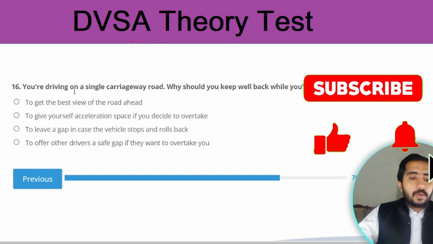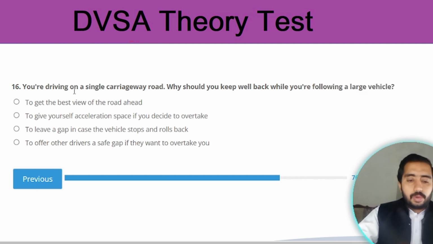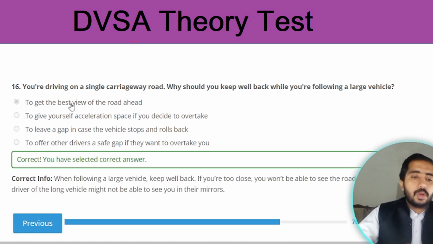You are driving on a single carriageway road. Why should you keep well back when you are following a large vehicle? When you are following a large vehicle, why do you need to remain back? Because to get the best view of the road ahead. Because when you are very close, you cannot get the full view. So to get the best complete view, you need to remain back from that vehicle.